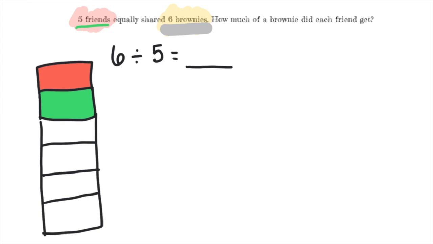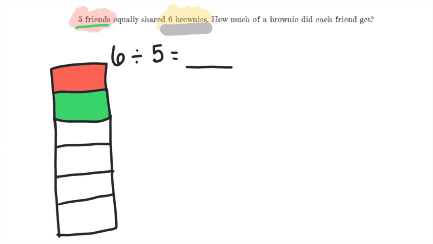Let me fix that. I don't know what happened there. 3. Okay, 3, 4, 5. And I made each color represent a different friend, right?